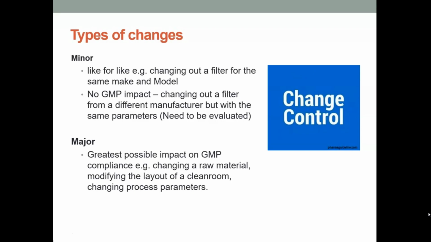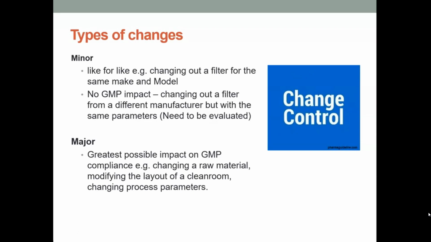The second main minor type might be no GMP impact. So you might be changing out a filter, but it could be from a different manufacturer. Say, for example, you couldn't source your current manufacturer anymore, or they were out of stock, and you had to put in a replacement part, but it came from a different manufacturer. It had the same parameters, the same specifications. It would still need to be evaluated. It wouldn't be a like-for-like change because it's from a different manufacturer. So there could be other issues with it that you mightn't have encountered before, but it would still be a minor change. A major change then would be the greatest possible impact on GMP compliance.